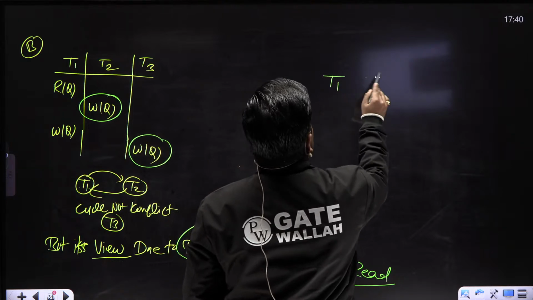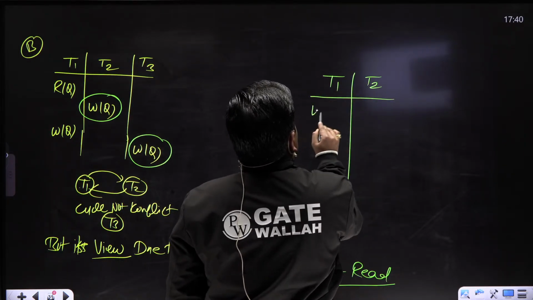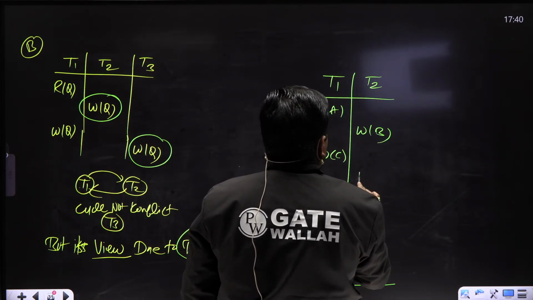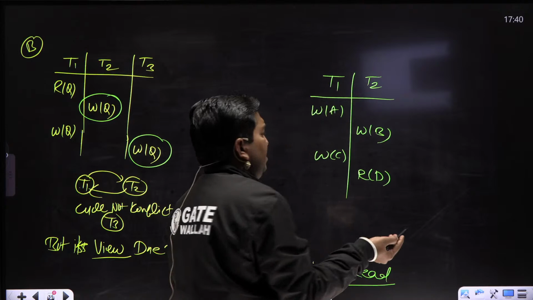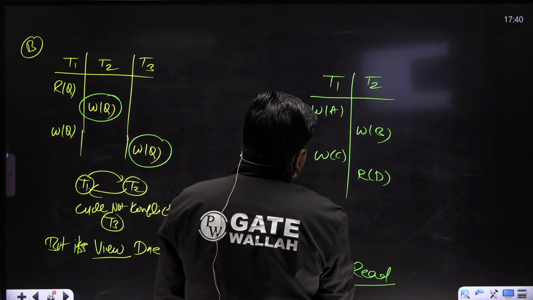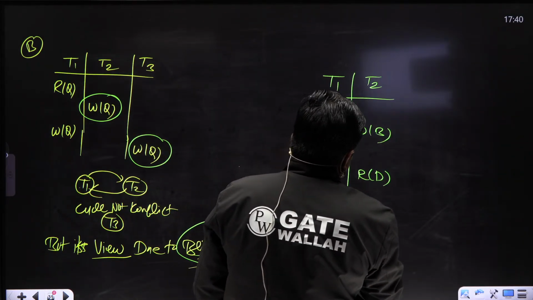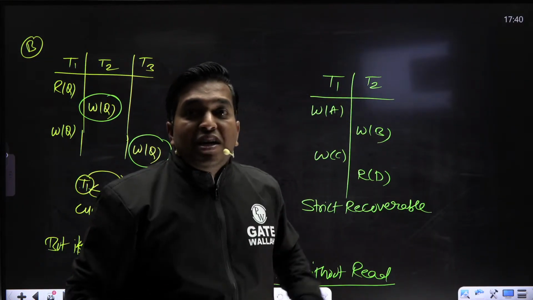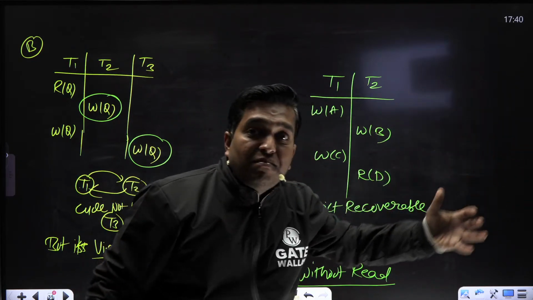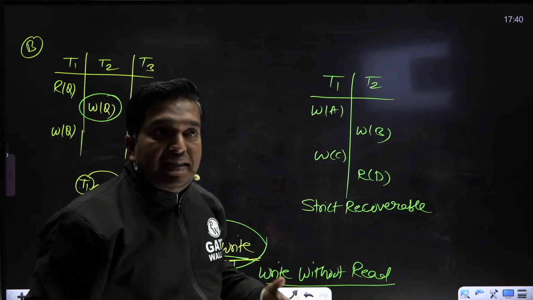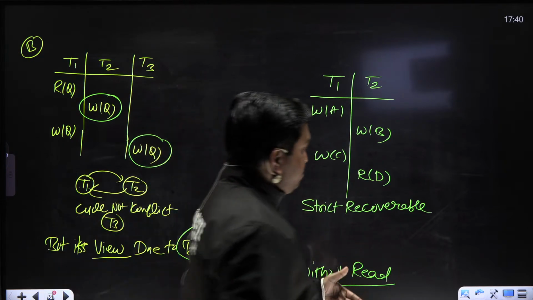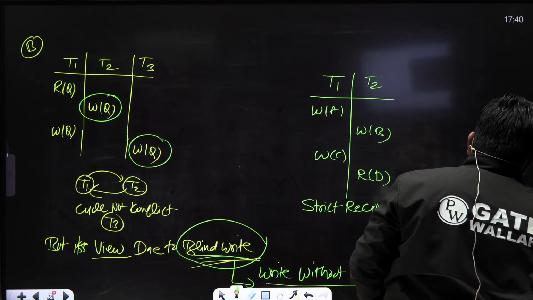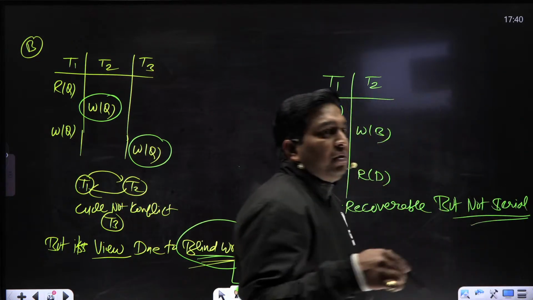Let's take one example. Write A, write B, write C, read D. It is strict recoverable. Why? Because here there is a different data item. Clear everyone? There is a different data item, but not serial.